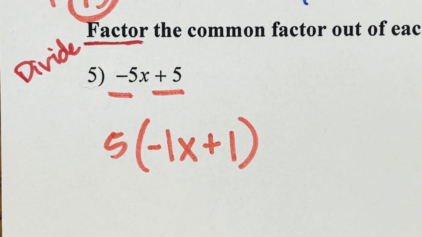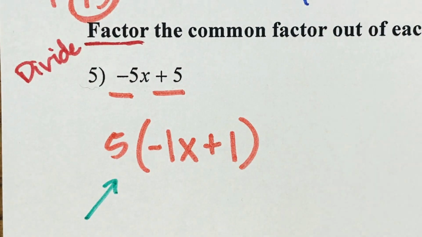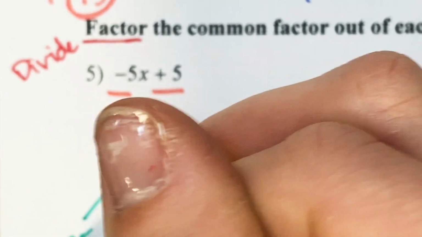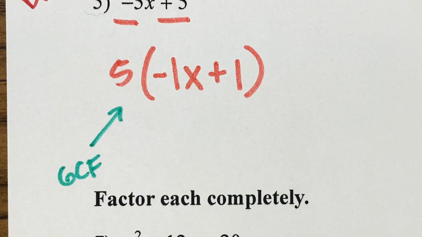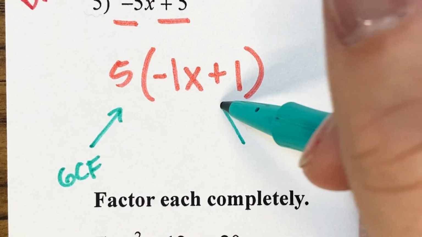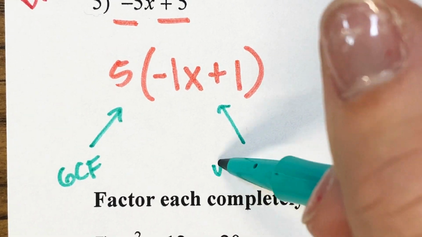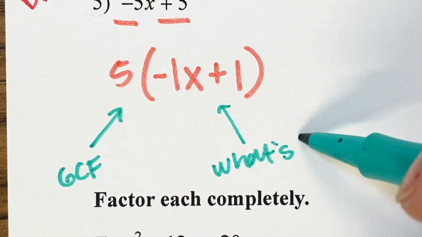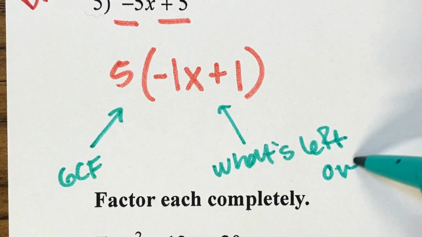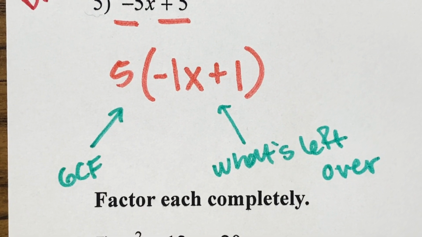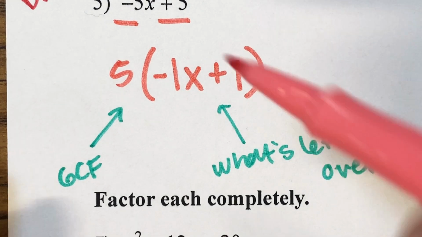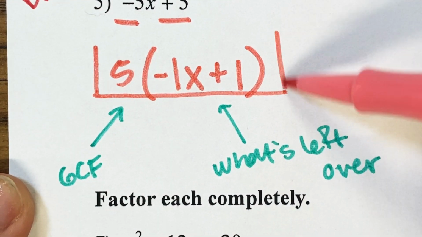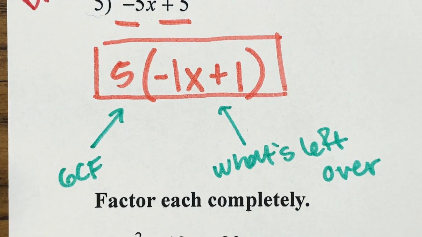Okay, so that's our answer, but I want us to label a few things. Okay, so point to the 5. This guy is your GCF. Okay, what they have in common. Okay, this guy in the parentheses is what's left over. Okay, so that's our final answer. What's on the outside is what they have in common. What's on the inside of our parentheses is what's left over.